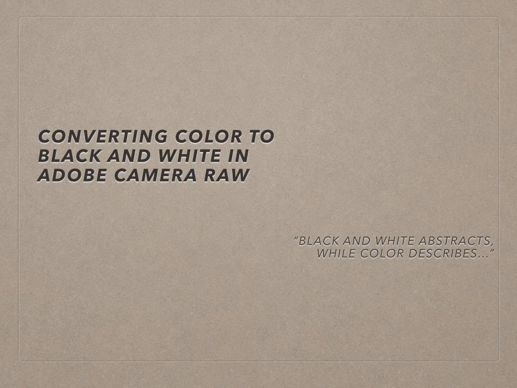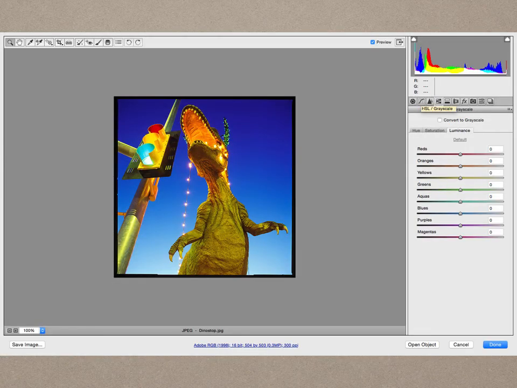Converting a color image to a black and white image is easy to do in Photoshop. There are actually a number of ways to do it. The way I would like to show you this week is in Camera Raw. It has a very powerful way to convert the colors over and control different tones within the photograph.